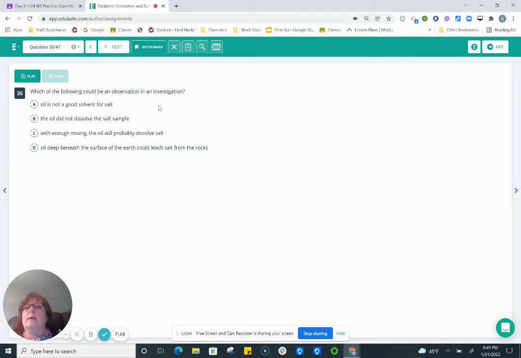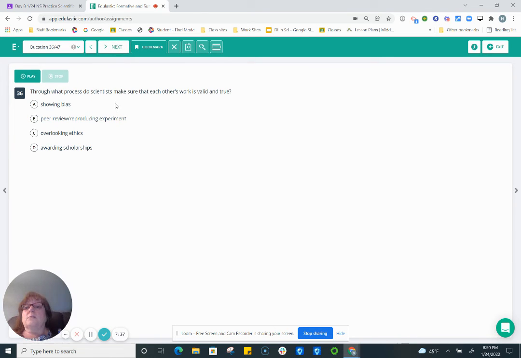Which of the following could be an observation in an investigation? Oil is not a good solvent for salt. The oil did not dissolve the salt sample. With enough mixing, the oil will probably dissolve salt. Oil deep beneath the surface of the earth could leach salt from the rocks. So what's an observation? The oil did not dissolve the salt sample, so you could actually see the oil not dissolving it.